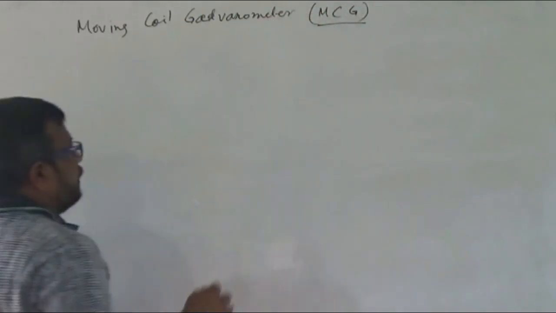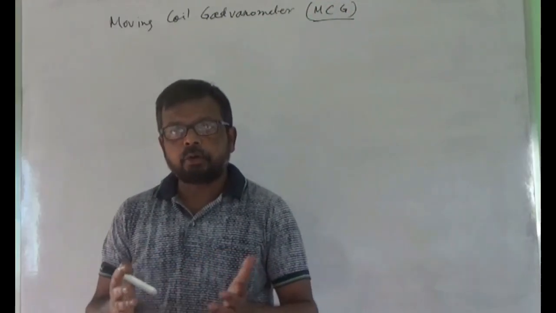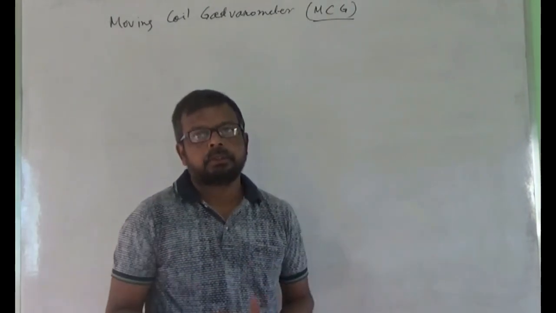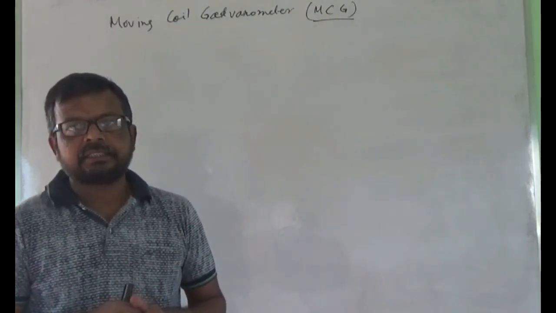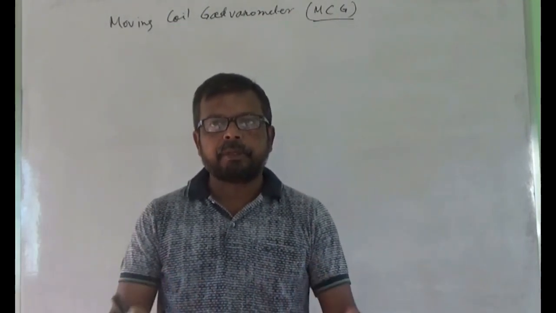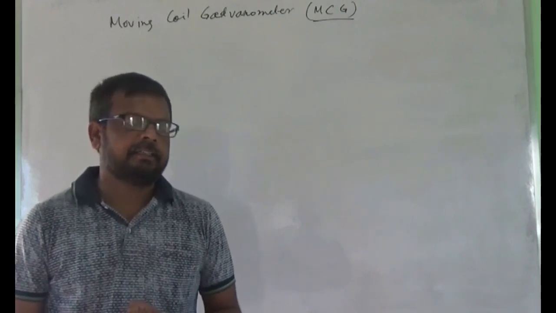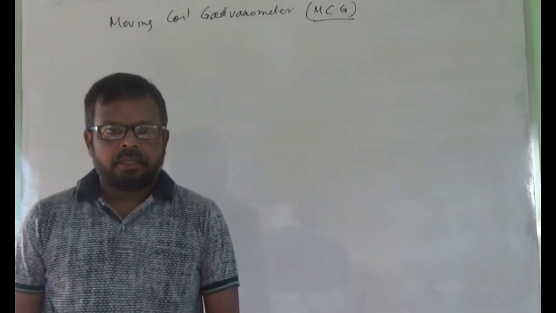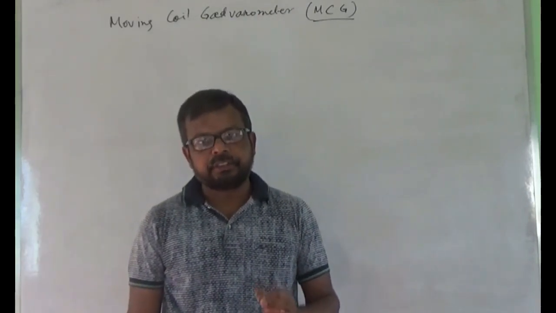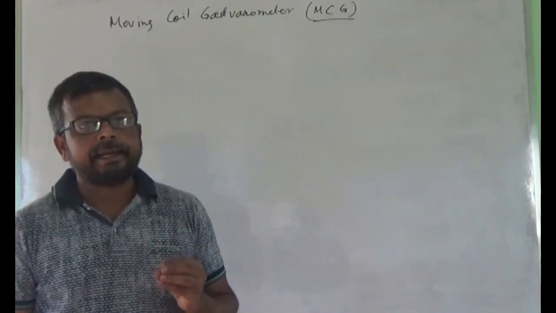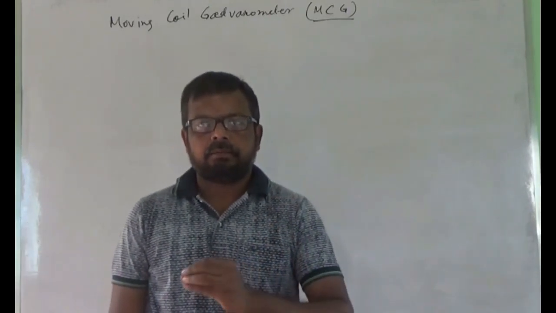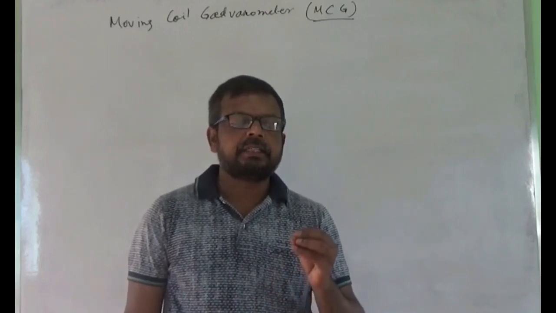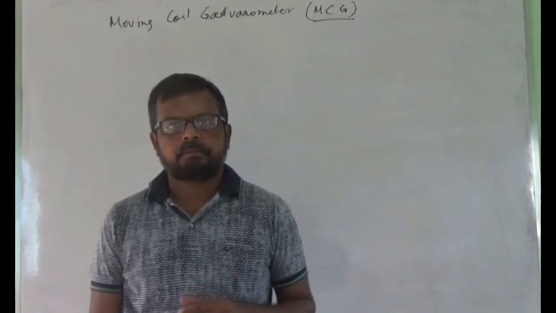MCG, moving coil galvanometer. The moving coil galvanometer is a device used to detect or measure small electric current flowing in an electric circuit. It is based on the principle that when a current carrying coil or loop is placed in a uniform magnetic field, it will experience a torque.